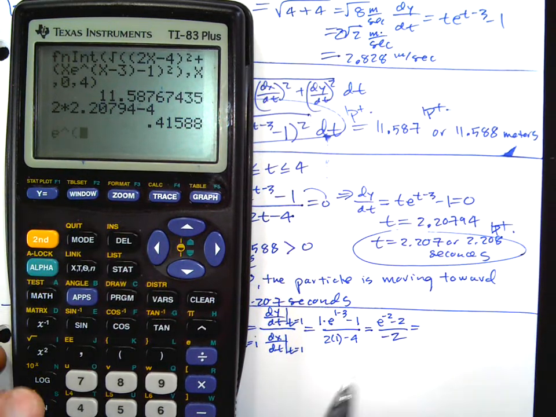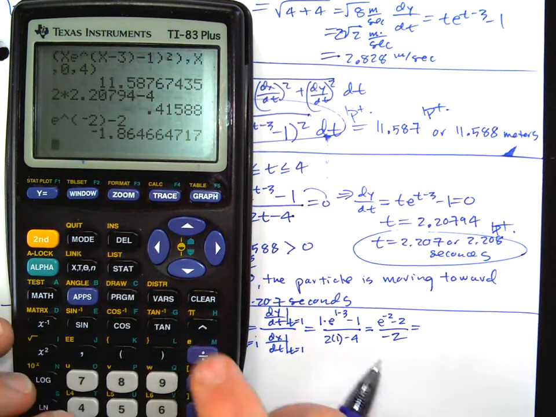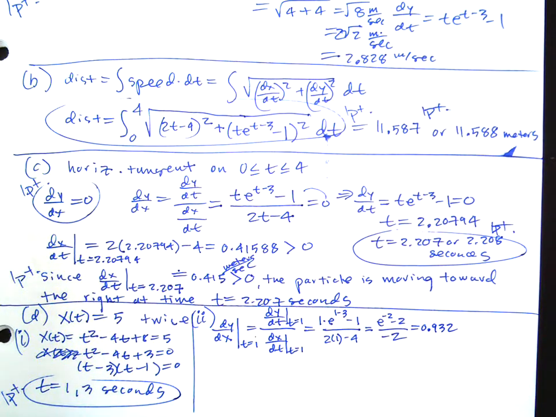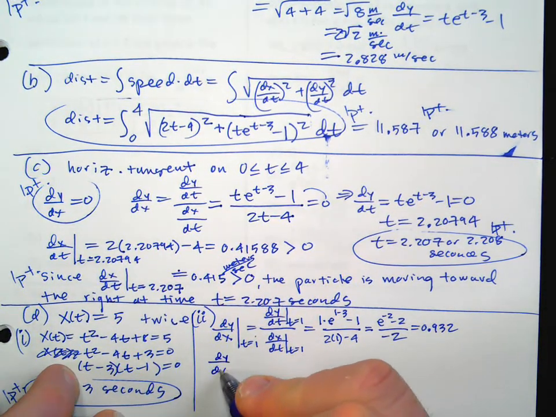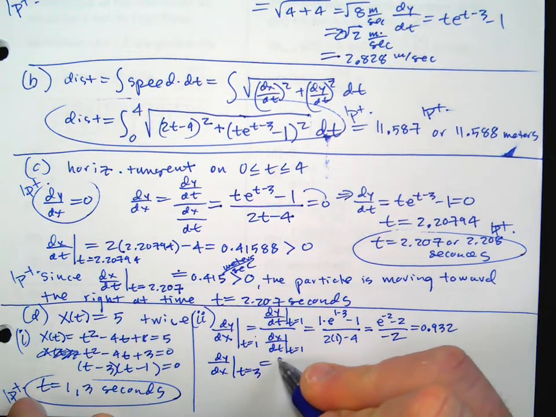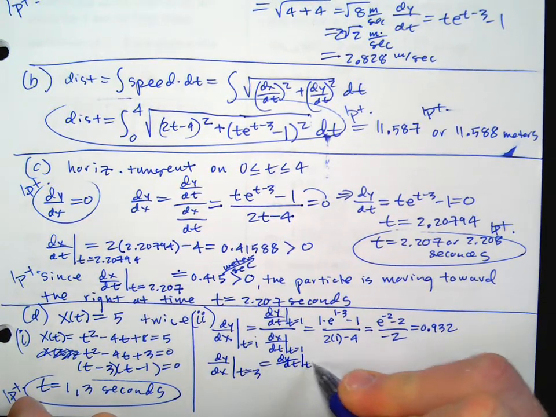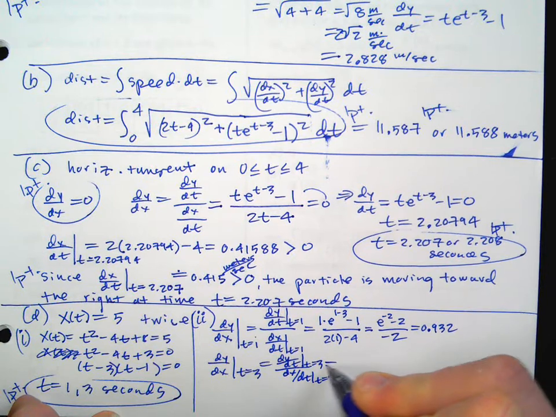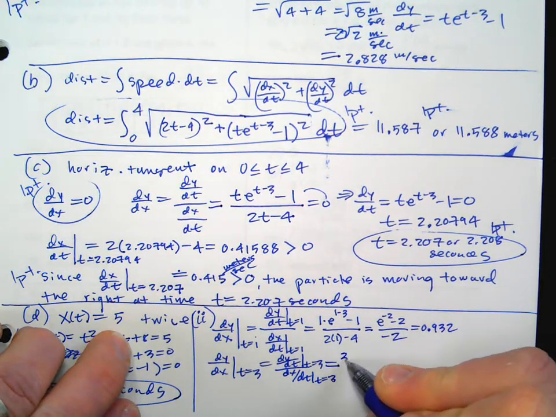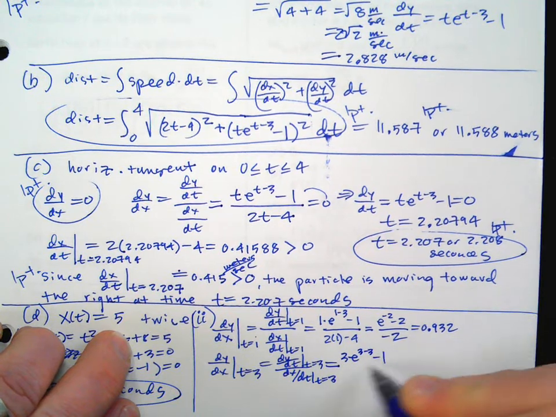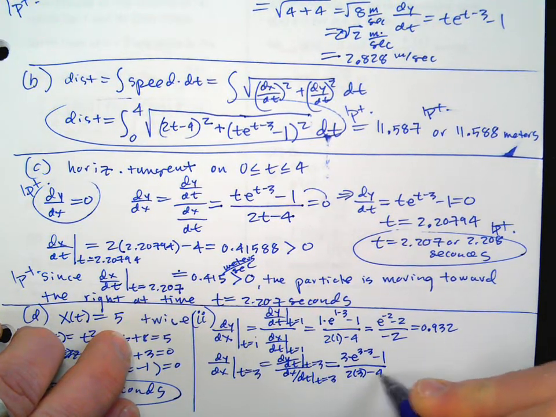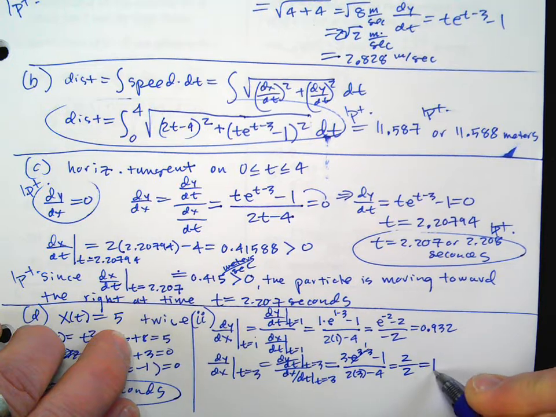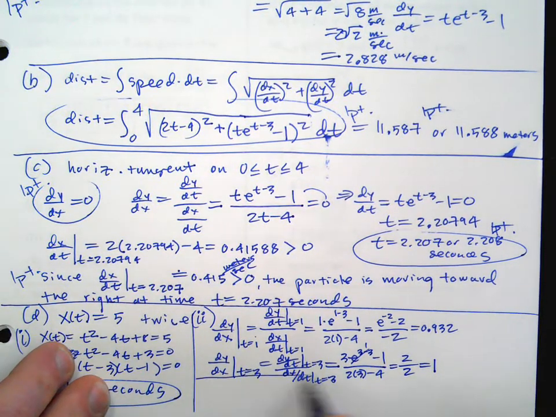But as a decimal, it would be 0.932. So that's the slope at time 1. And then dy/dx at time 3 equals dy/dt at time 3 over dx/dt at time 3. And we could just write it in. It'd be 3 times e to the 3 minus 3 minus 1 over 2 times 3 minus 4. That would give you e to the 0, which is 1. So 2 over 2 is 1. Okay? All right, kind of running out of room here.